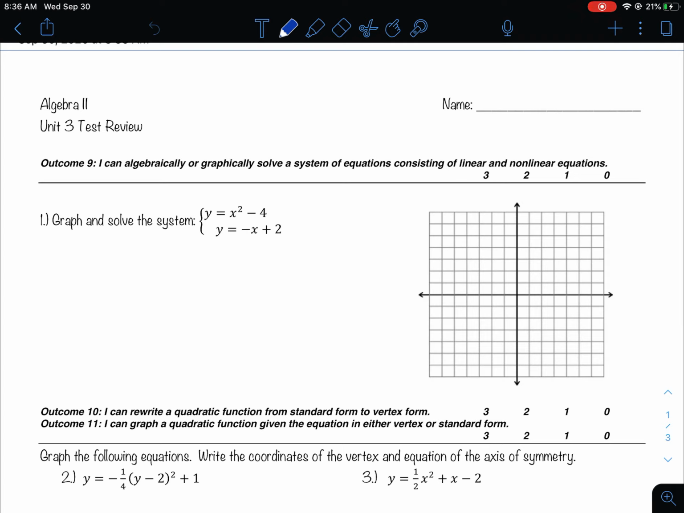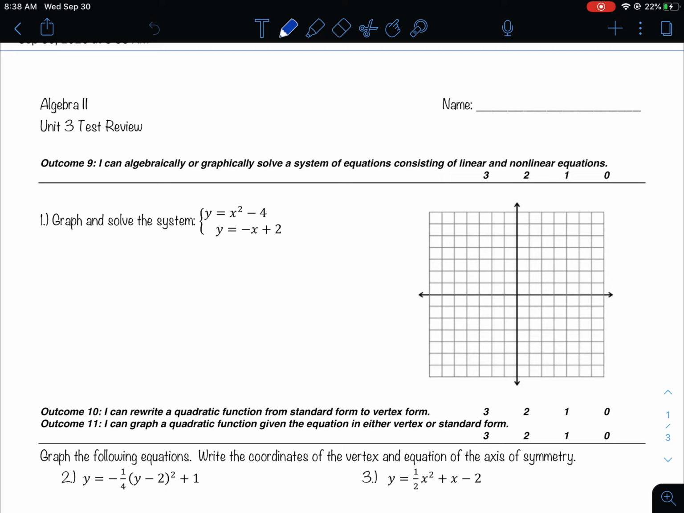What I'm going to do here is walk through each problem in the Unit 3 test review, step by step, so you can follow along. Hopefully after watching this, and then maybe having our official review day on Friday, we will get a good grasp of what's on the Unit 3 test, and we can all get mastery of all these outcomes.